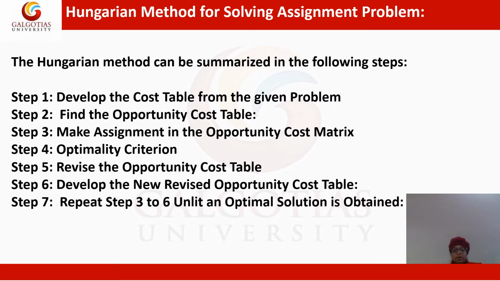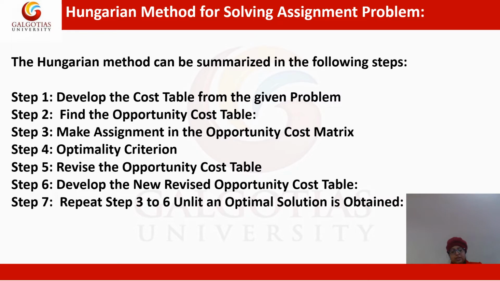Let us understand the various steps required for solving the assignment problem under the Hungarian method. The first step is to develop the cost table for the given problem. If the number of rows is not equal to the number of columns, or the number of columns is not equal to the number of rows, then a dummy row or dummy column must be added. The assignment cost for the dummy cell is always 0.